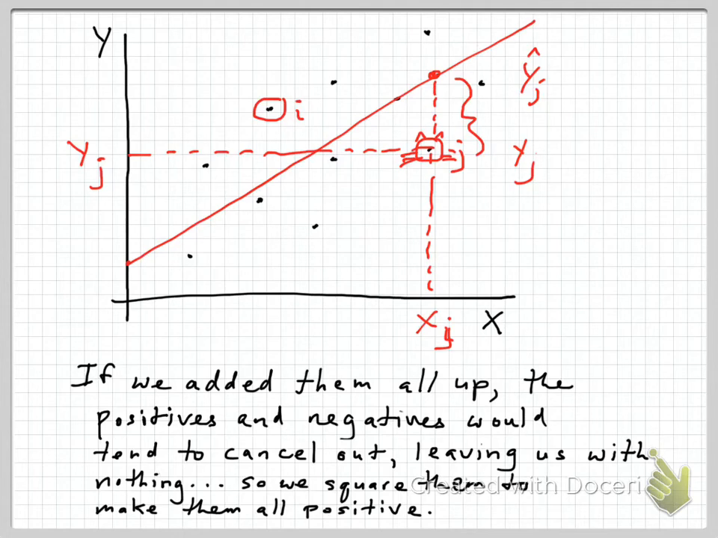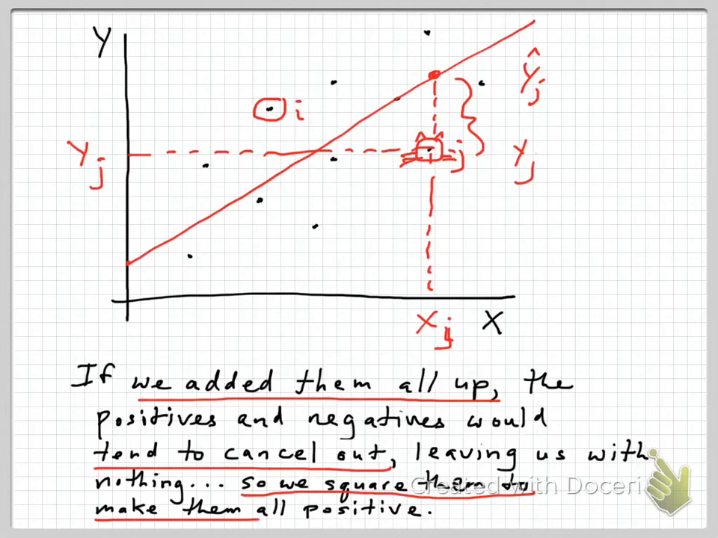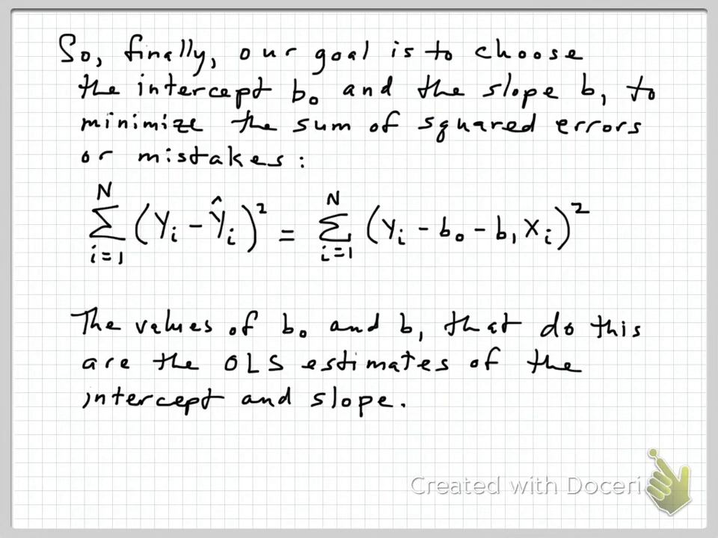If we were to add up all the mistakes, the positive mistakes like I and the negative mistakes like J, the positives and negatives would tend to cancel each other out, and in fact, they might cancel each other out entirely and add up to 0. So to prevent that happening, ordinary least squares squares all the errors. And that makes everything positive, and then we can add them up and try to minimize them.